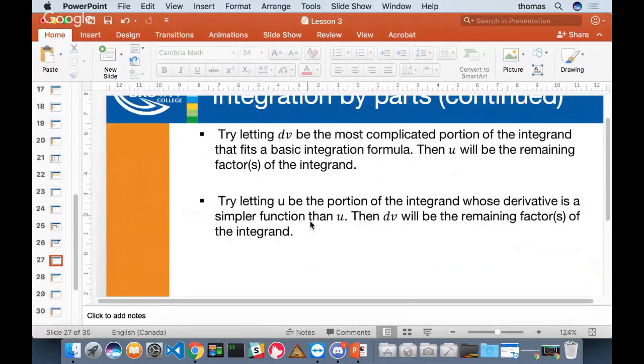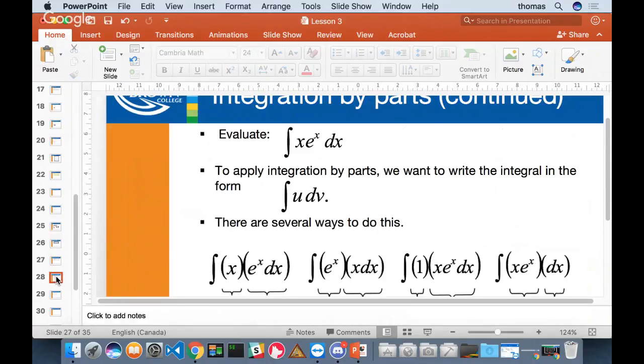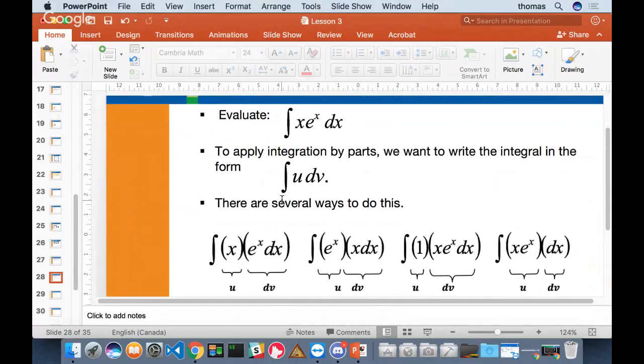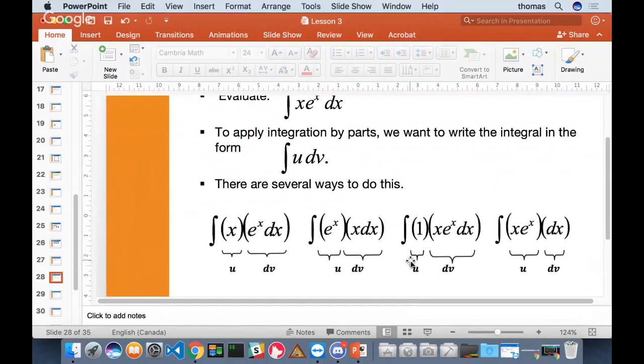So it gives you some basic things here we're going to talk about in lab, but I want you to think of it like this. This is what I want to evaluate. I want to evaluate the integral of x e to the x, all right? What I want to do is apply this idea that x is actually u, and e to the x dx is actually dv, d with respect to v. And once I've done that, then I can figure out the integral, right?